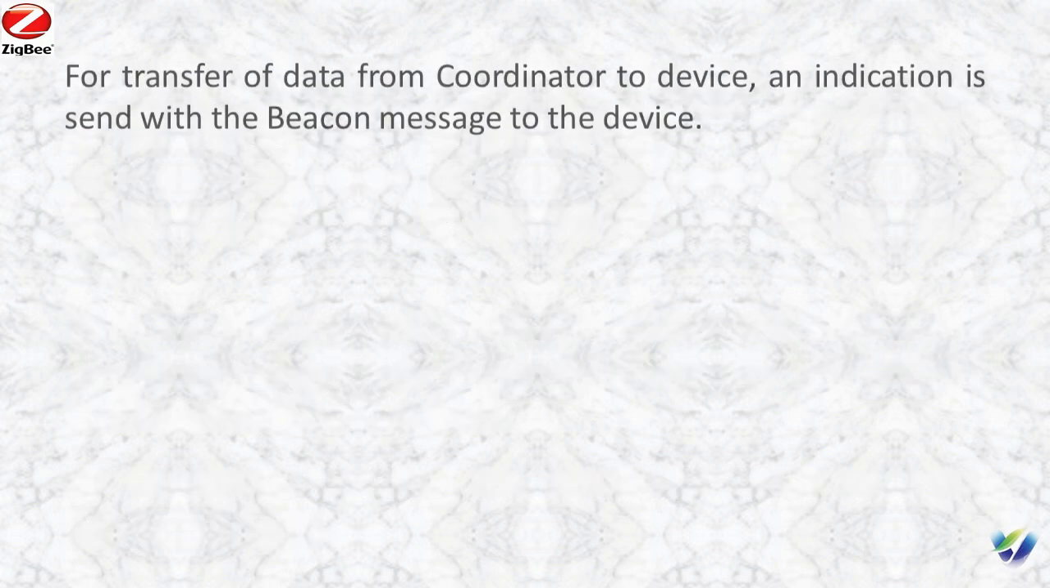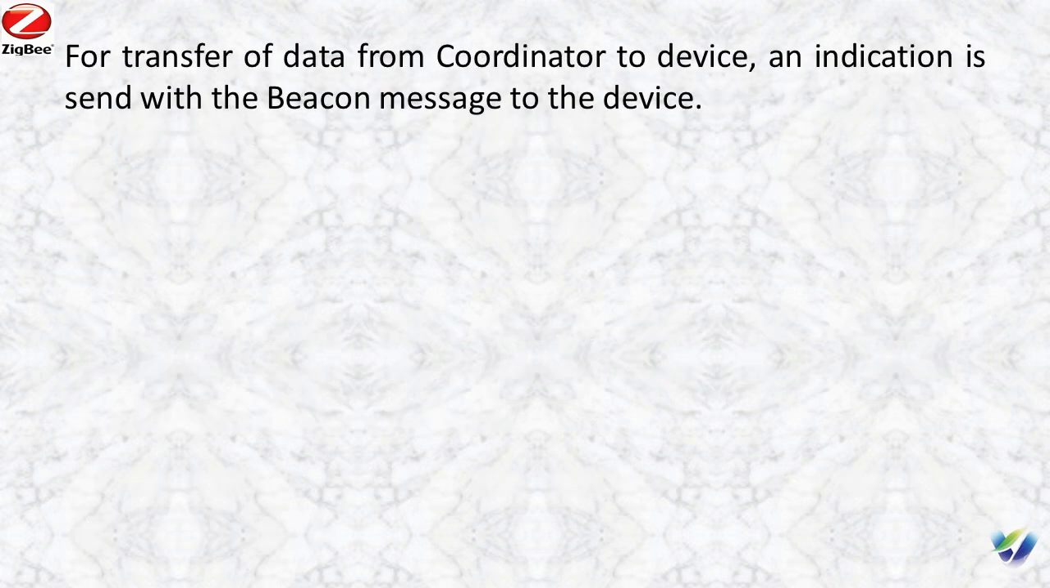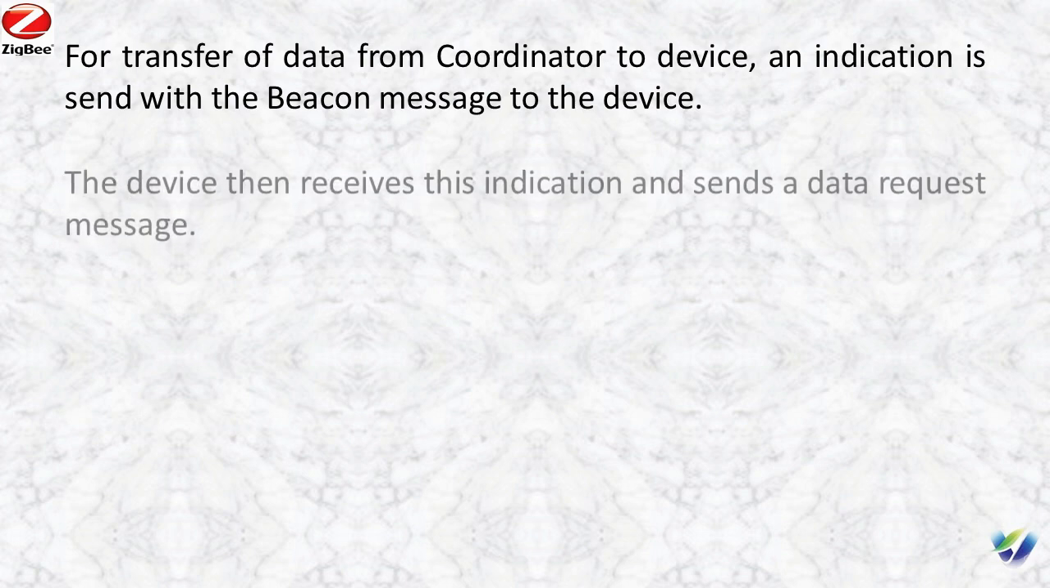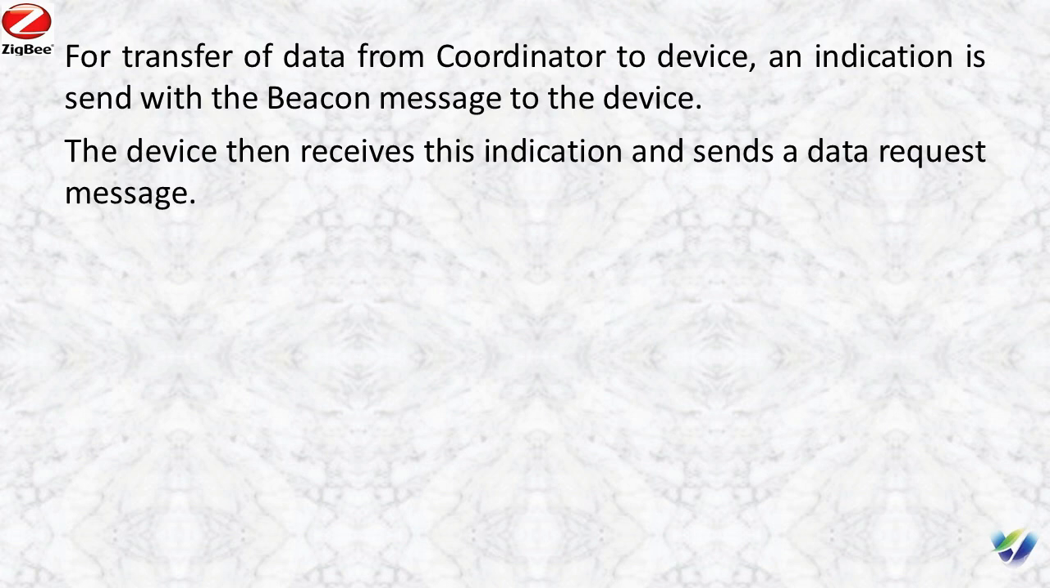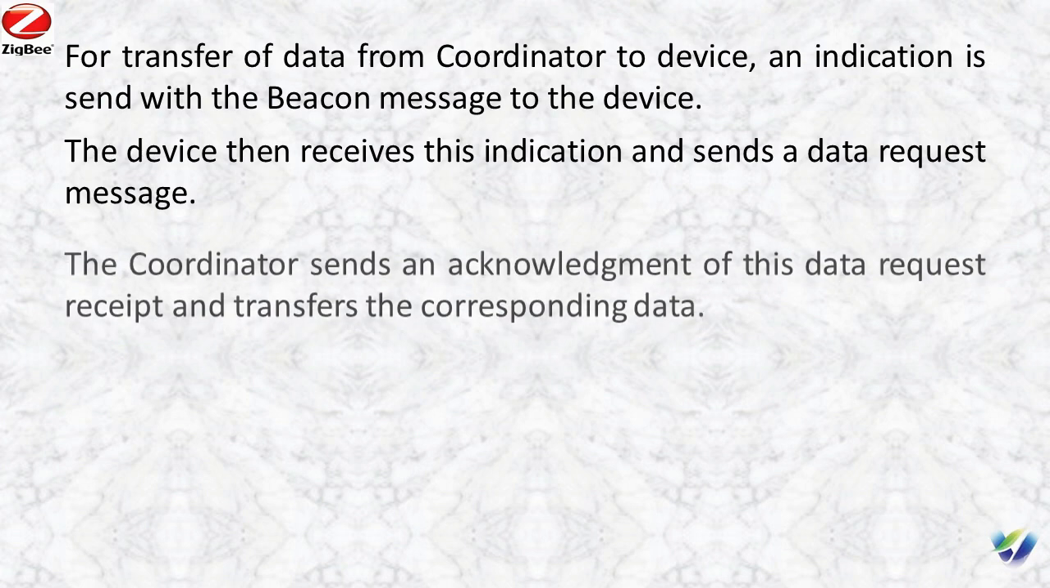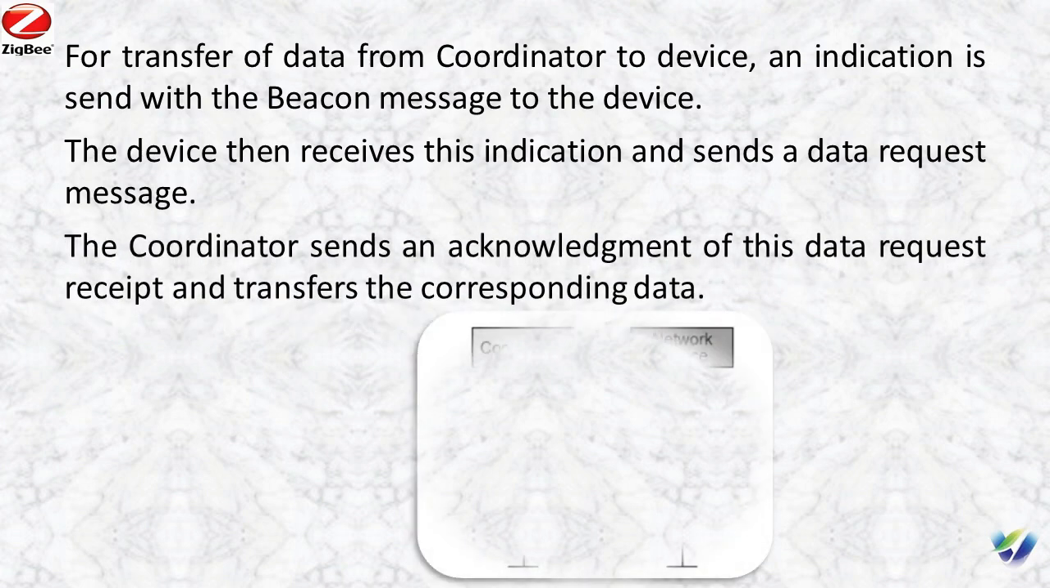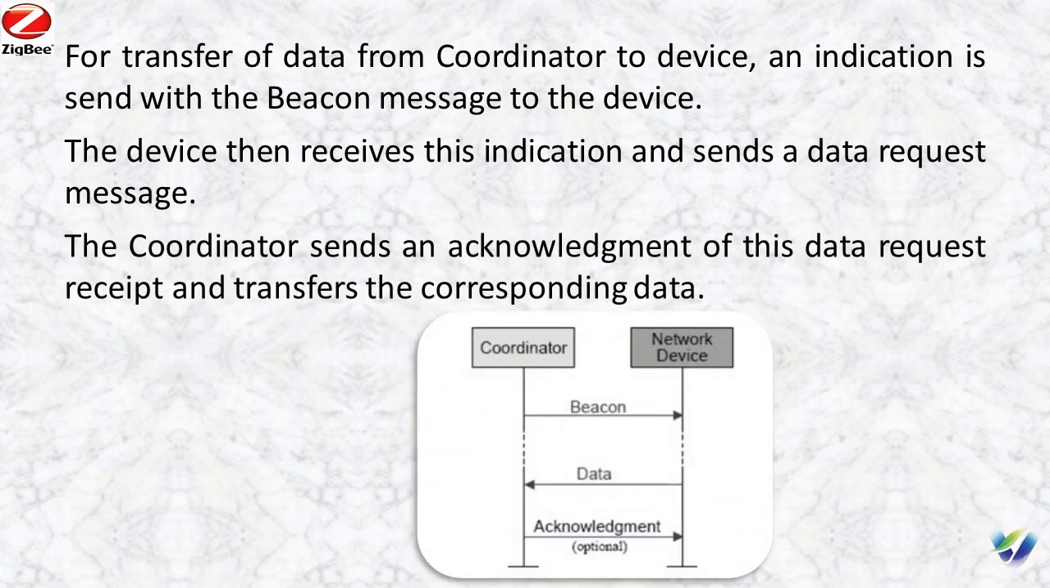For transfer of data from the coordinator to the device, an indication is sent with a beacon message to the device. The device then receives this indication and sends a data request message. The coordinator sends an acknowledgement of this data request received and transfers the corresponding data.